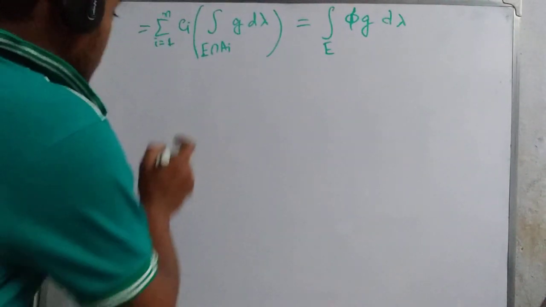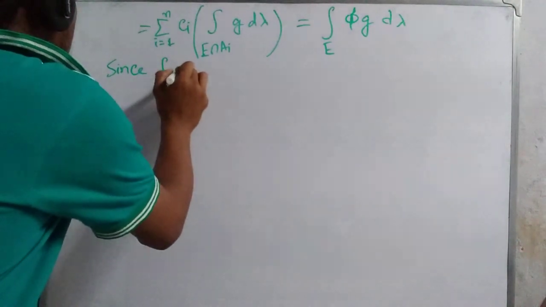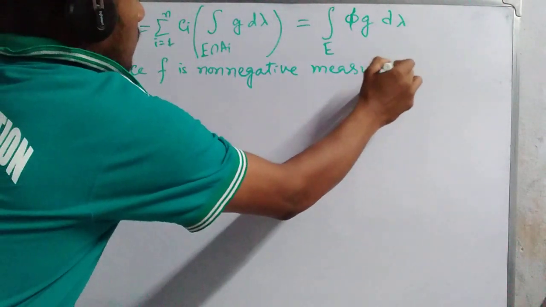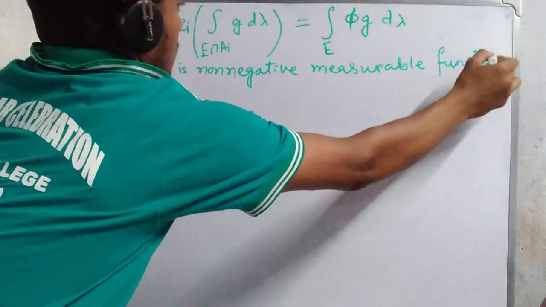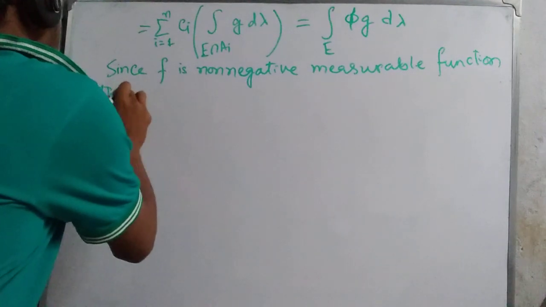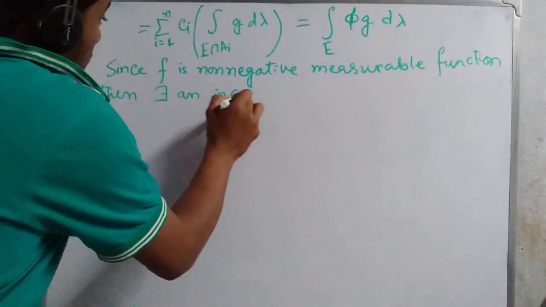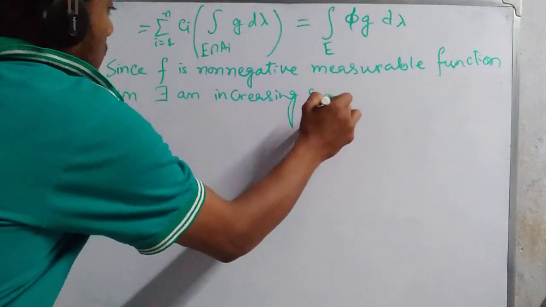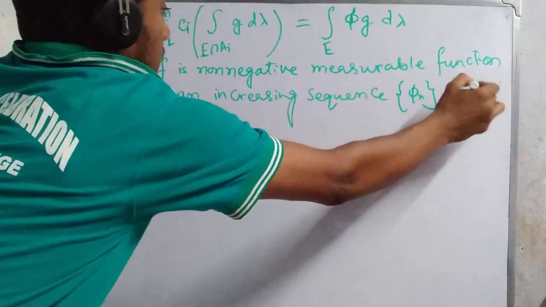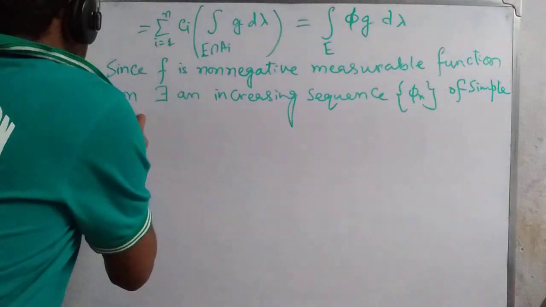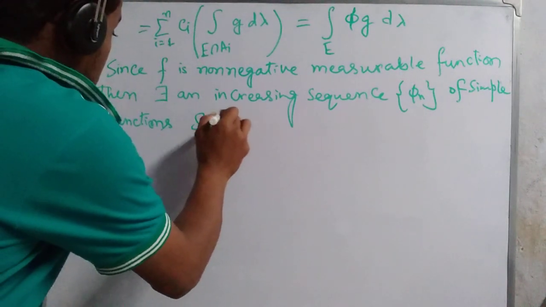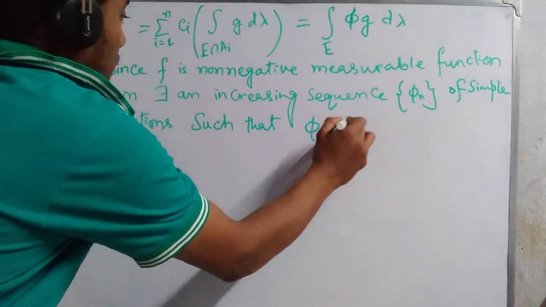Since f is a non-negative measurable function, then there exists an increasing sequence phi n of simple functions such that phi n converges to f.